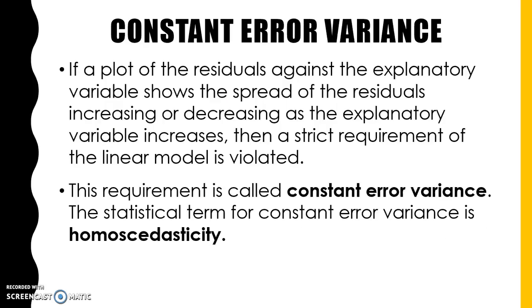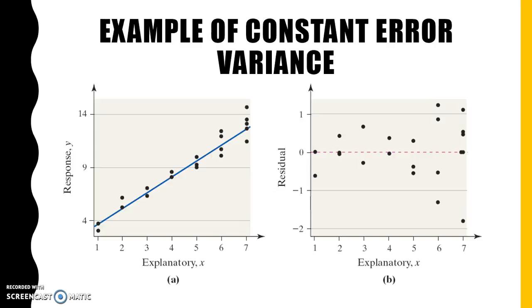Another condition is what we call constant error variance. If a plot of the residuals against the explanatory variable shows that the spread of the residuals is increasing or decreasing as the explanatory variable increases, then a strict requirement of the linear model is violated, and that requirement is called constant error variance. So here's a model of that. You'll see here, as our explanatory variable gets wider, the residuals are clumped together and then they're spread out. When that happens, we say that our linear model is not appropriate as well.